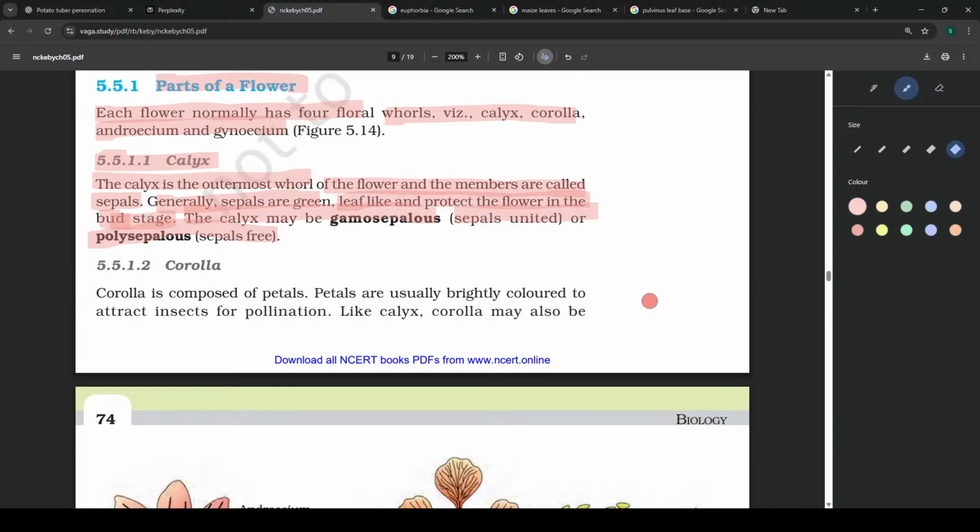Okay, what they're saying here is calyx is the outermost wall of the flower, and the members of this calyx are called sepals. These sepals are generally green in color and leaf-like and protect the flower in the bud stage. In the bud stage, the flower is completely enclosed by sepals to protect it. And in the normal stage, these sepals can be gamosepalous, meaning united, or polysepalous, free in condition.